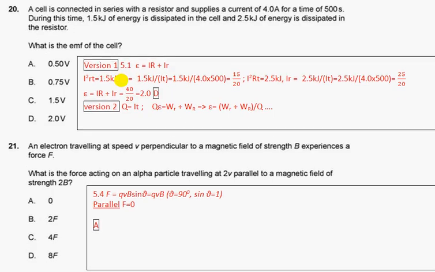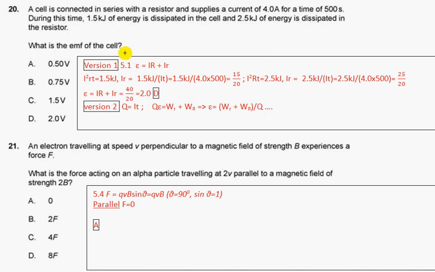Question 20. A cell is connected in series with a resistor and supplies a current of 4 amperes for a time of 500 seconds. During this time, 5.5 kilojoules of energy is dissipated in the cell and 2.5 in the resistor. What is the EMF of the cell? Here I give two versions. One version is without big understanding of what is happening.